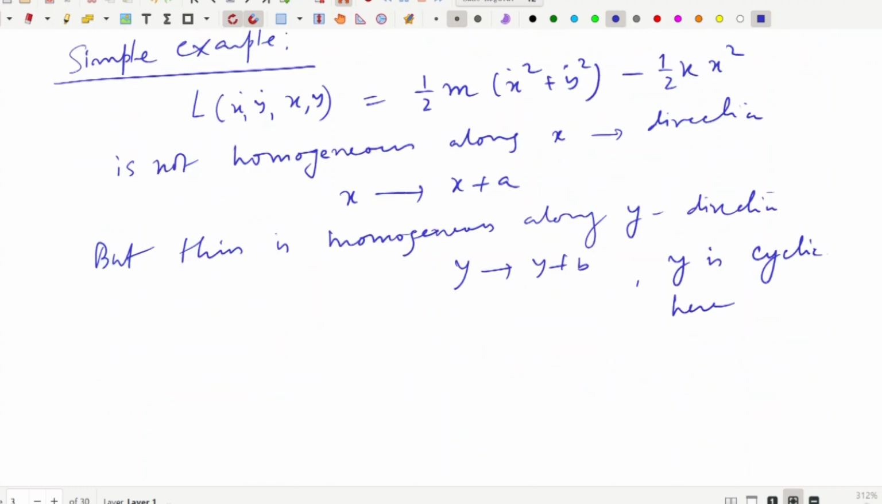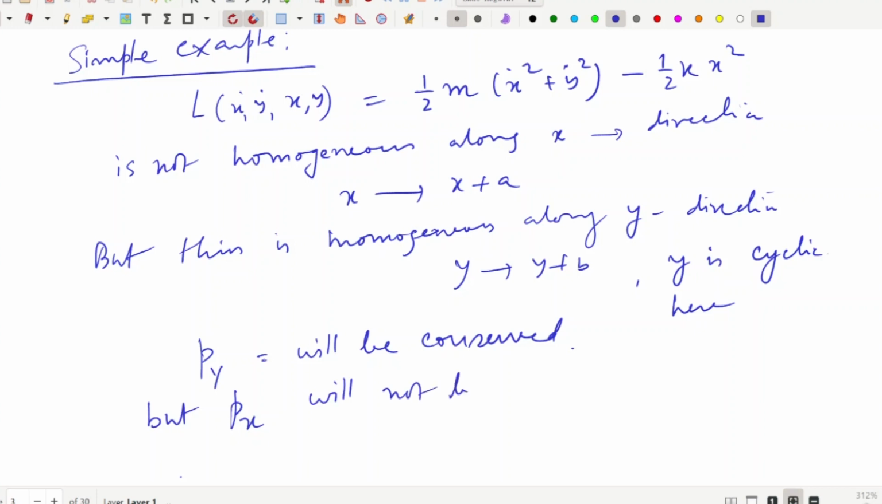So, here immediately we can say that Py will be conserved, but Px will not be conserved. So, this conservation law is partially true. This concludes the discussion on the homogeneity of space and the conservation of linear momentum.